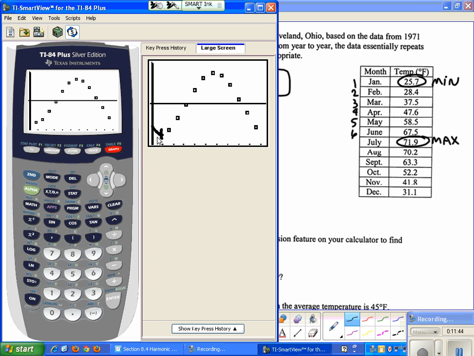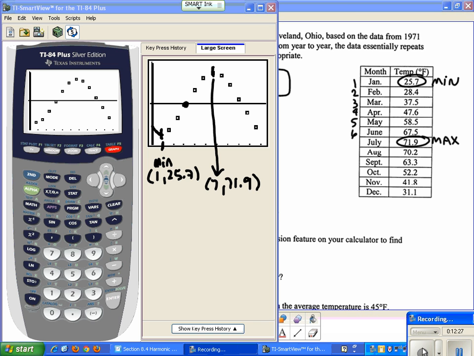So I could do a cosine graph with a phase shift starting right here, or I can do a sine graph starting from somewhere in here. So I have to figure out where that place is. Well, if I know this is my minimum value, where was my minimum value? That value was January at 1, 25.7. And this value up here, which is my maximum, was at the value of 71.9.